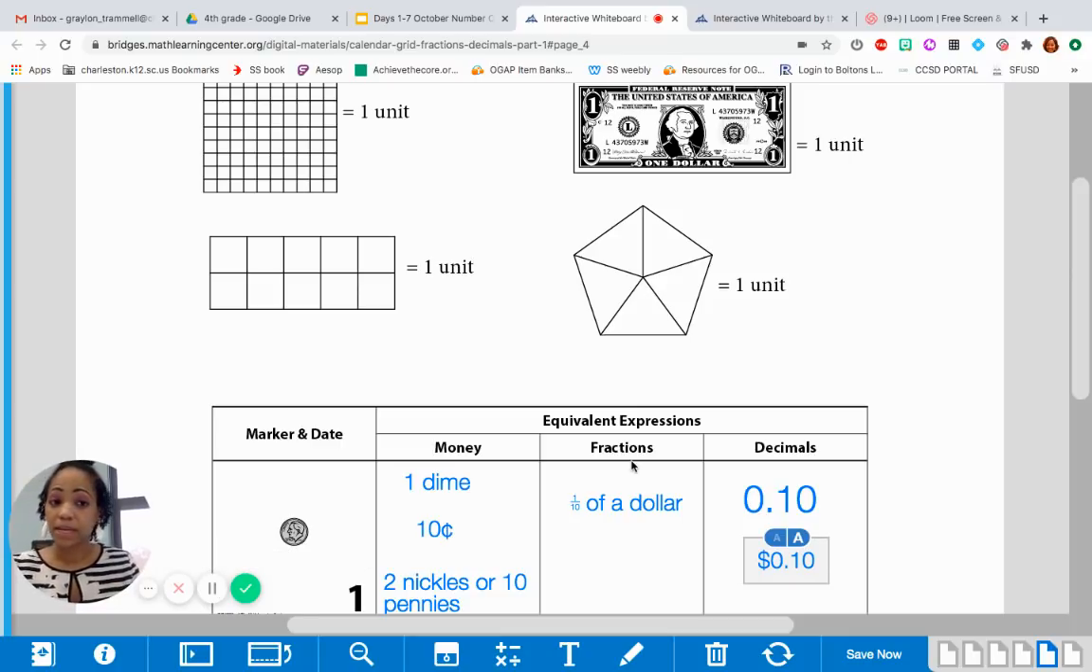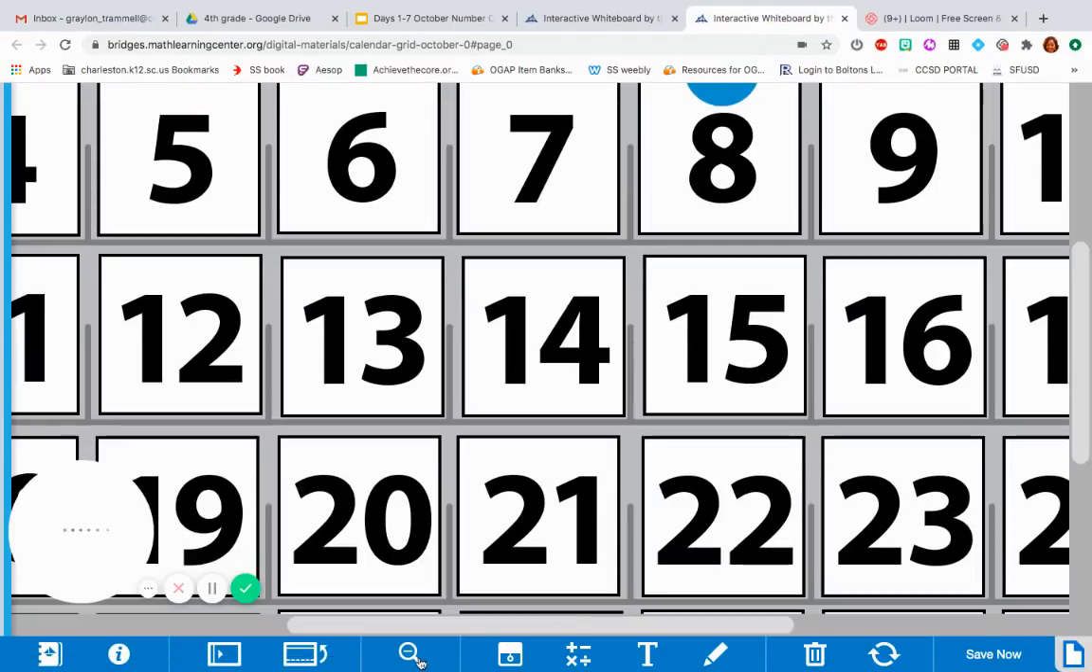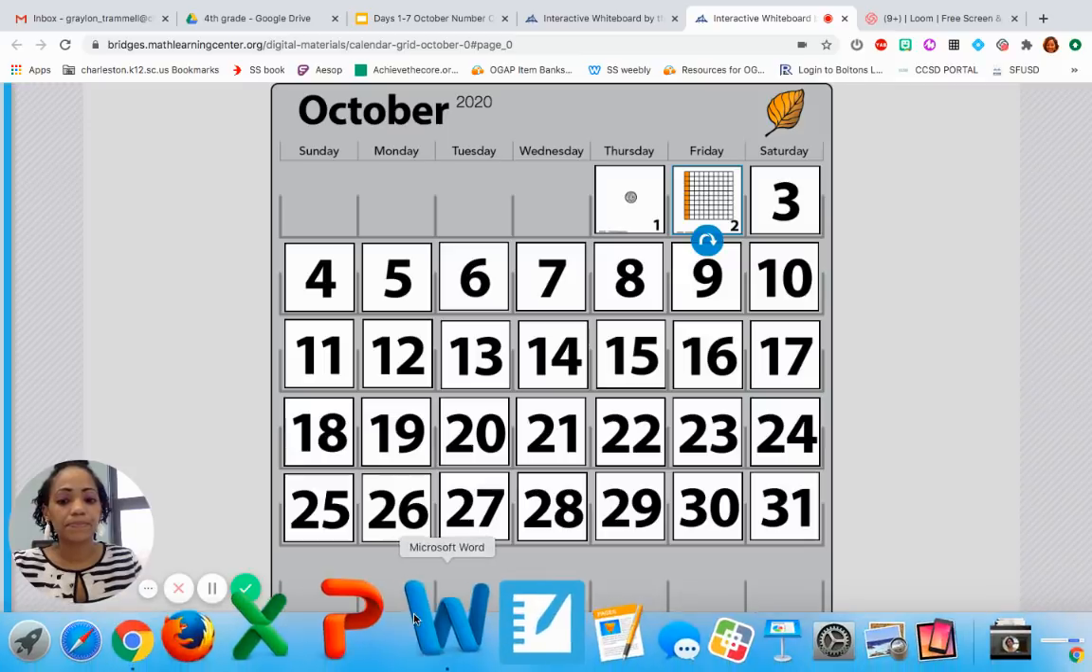Okay, are you there? Page 14. Right. So we're going to fill in page 14 by looking at the second marker for October. Since today is the second day of October, we didn't start calendar grid yesterday, so we're catching up today. So let's look at it.